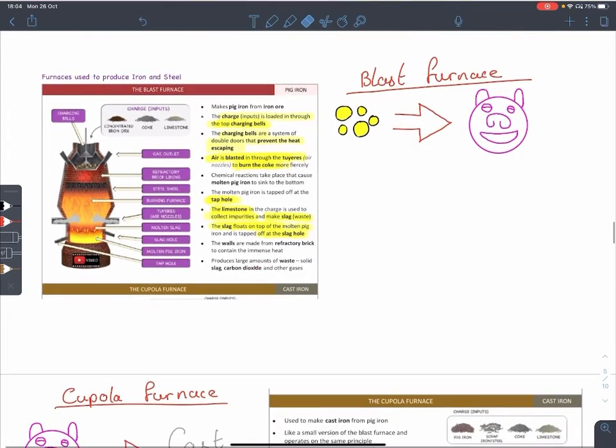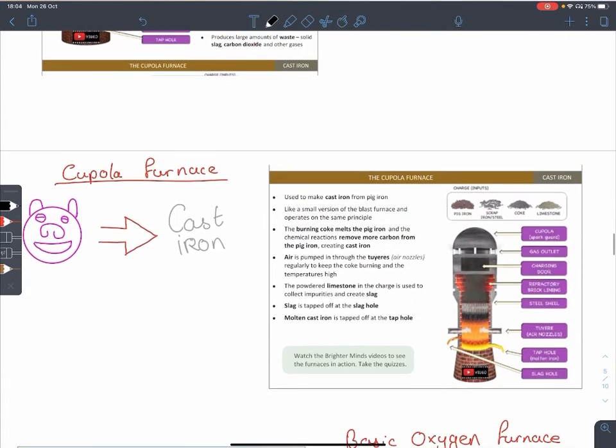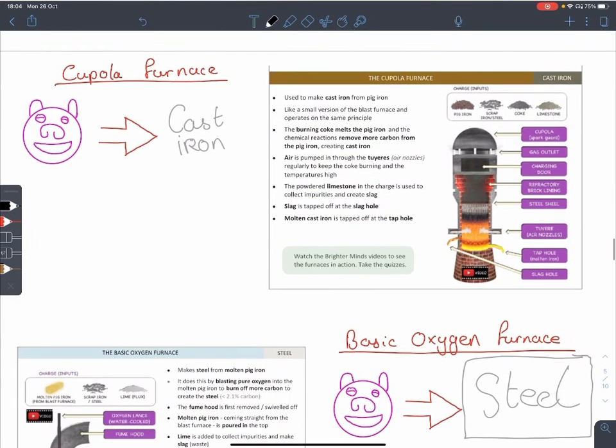So then this will produce pig iron from iron ore. Now the next step will take that pig iron and put it into the cupola furnace. So this is our pig iron, and we put it in, and this cupola furnace creates cast iron, as we can see here.